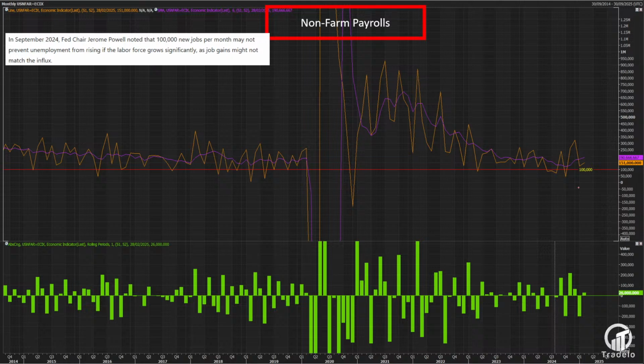The reality is there's nothing of the sort in the economic data currently. Okay, don't forget, Chairman Powell has often referenced 100,000 jobs as the number of jobs we need to see to keep the labor market effectively from deteriorating, to effectively keep the unemployment rate from ticking higher.